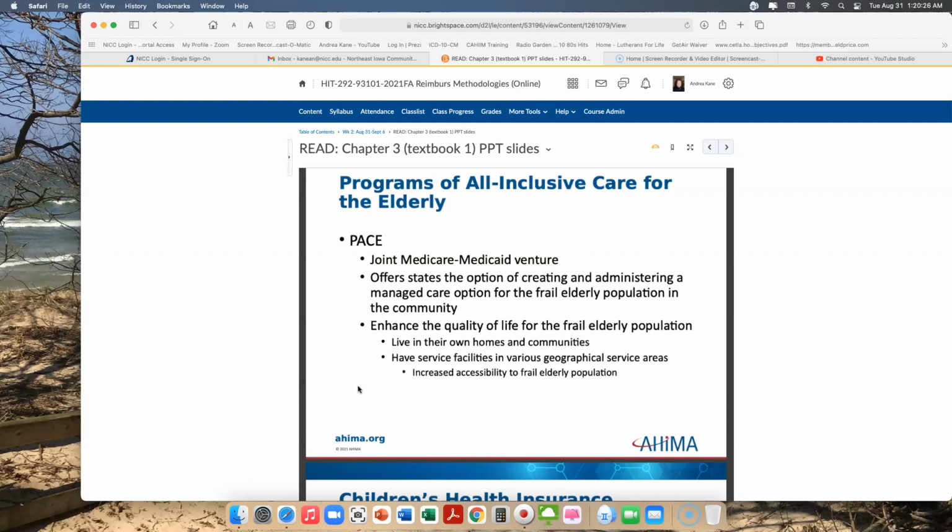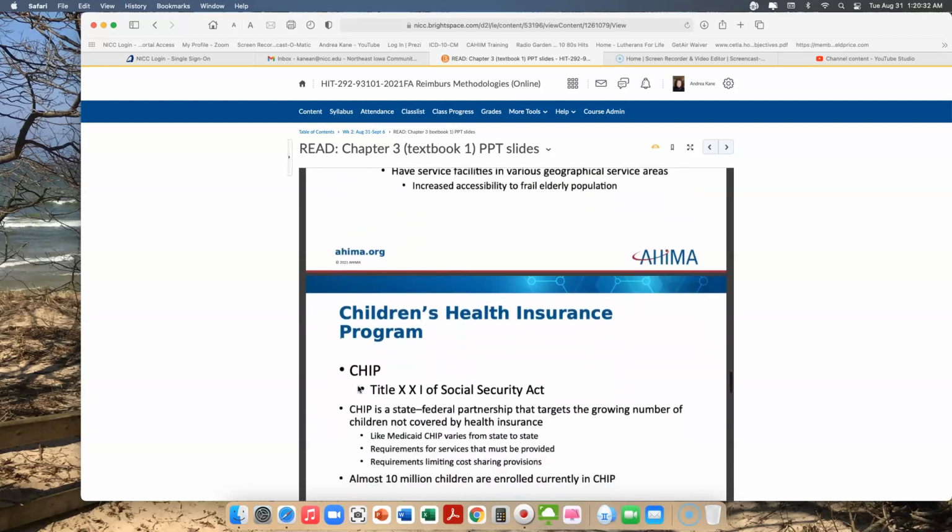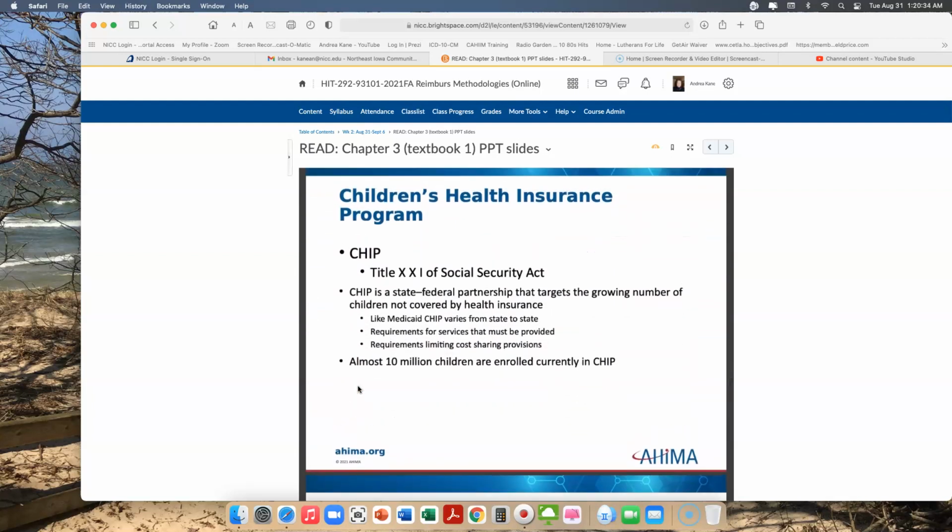CHIP is the Children's Health Insurance Program. It is part of Title 21 of the Social Security Act. It is a state-federal partnership that targets the growing number of children not covered by health insurance. Like Medicaid, CHIP varies from state to state, and requirements for services that must be provided vary, and there are requirements limiting cost-sharing provisions. There are almost 10 million children currently enrolled in CHIP.